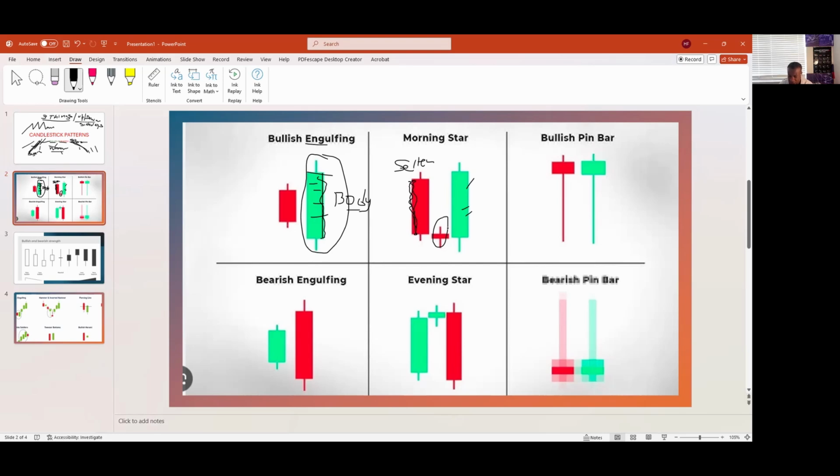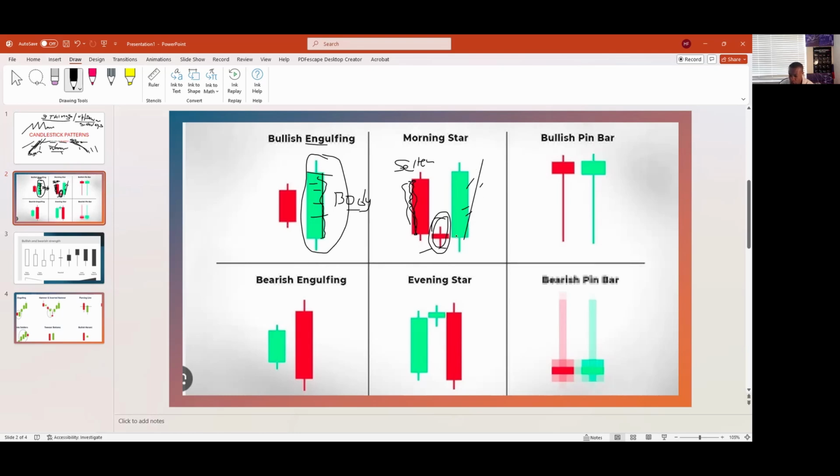So whenever you see this small candle, most of the time I call this one baby candles. And you have this big candle. So whenever you see this candle in the middle after a series of the stock going down, surely it's not going to go down further. That's why it creates these big morning star candles.